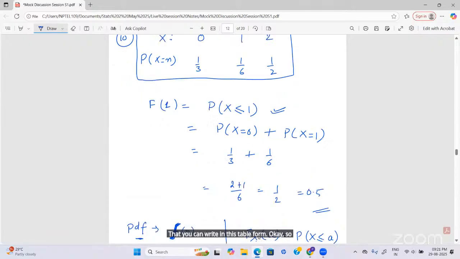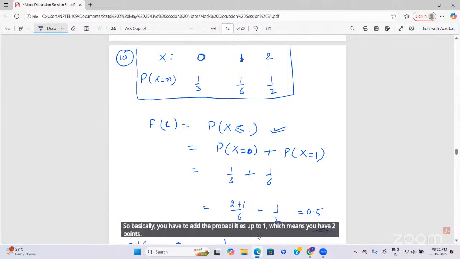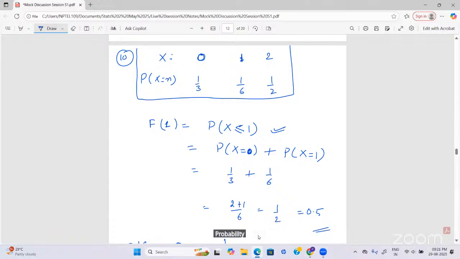So what you have to do is find the probability X is less than or equal to 1. You can see that up to 1, it is taking values 0 and 1. So basically, you have to add the probabilities up to 1, which means you have 2 points, probability at point 0 and at point 1. So you just have to add these two. Now is it clear?